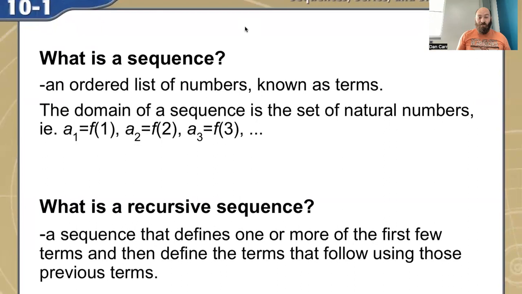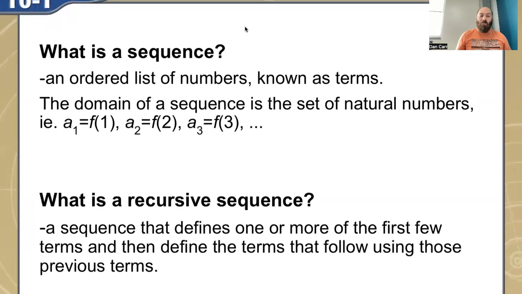It's an ordered list of numbers known as terms. The domain of a sequence is a set of natural numbers. Remember, natural numbers are everything above zero and no fractions. So this is my first term, a sub 1, and that's the equivalent of f of 1 with a function. My domain here is 1, my range would be f of 1, or whatever that value comes out as. A sub 2 is the second term, a sub 3 is the third, and so on.